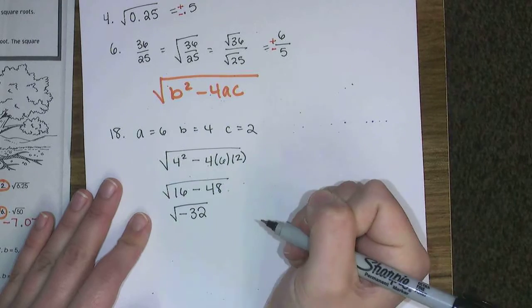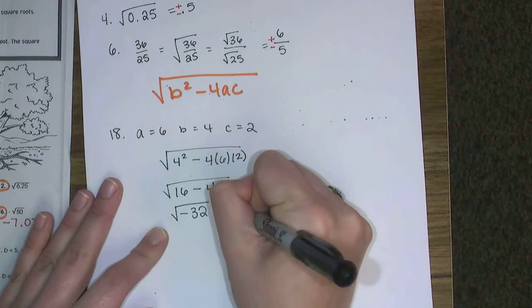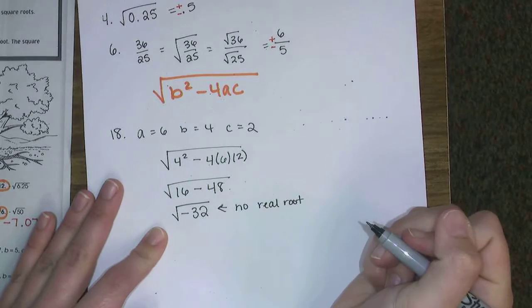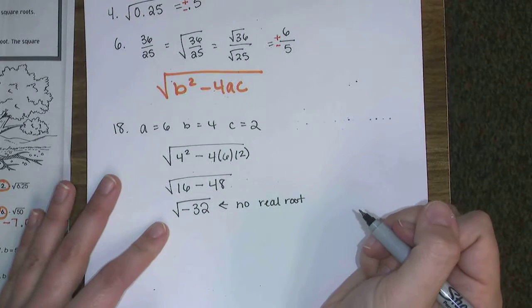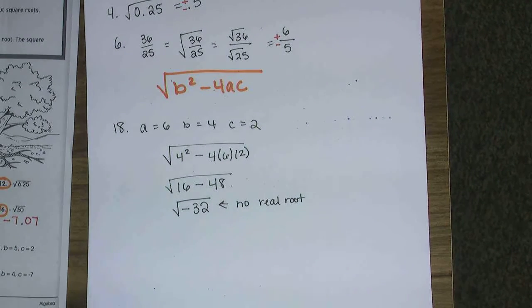So what I'm going to do on my paper, if something like that is to happen, I'm going to say that the answer was the square root of negative 32, but then I'm going to say no real root. Alright?